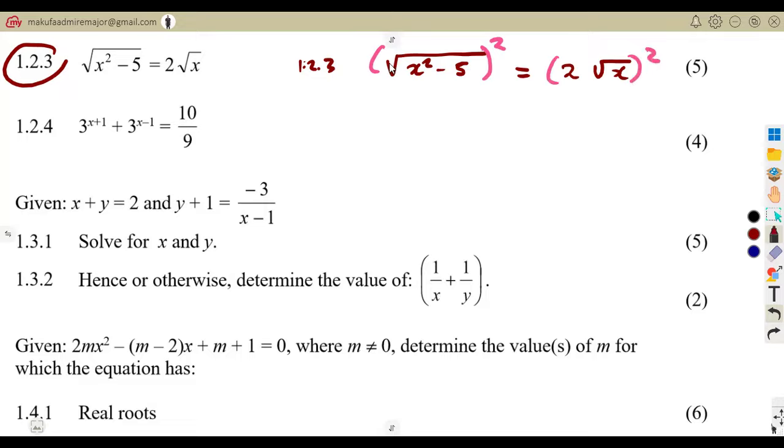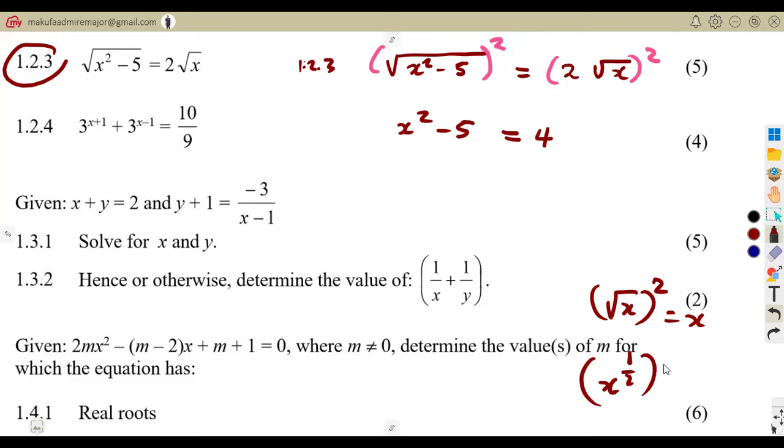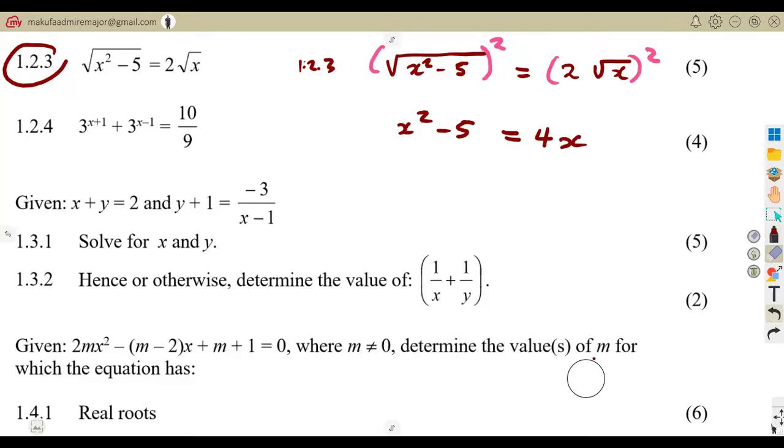The moment you square, you are removing this square root, meaning to say we are going to remain with what? x squared minus 5 is equal to, we square this, 2 raised to the exponent of 2, that is a 4. The square root of x, when being raised to the exponent of 2, is going to be x. Remember, guys, from your laws of exponents, you can even write this as x to the exponent of half, raised to the exponent of 2. That's a half times a 2, which is a 1, so that's simply x.